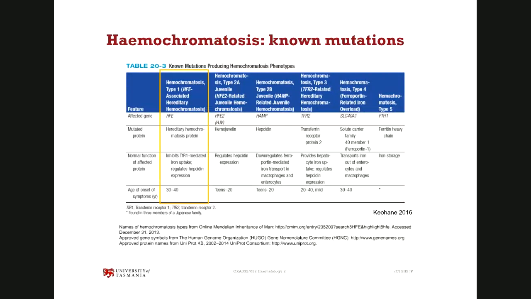So you can see from this table that the different mutations in the HFE gene affect different population age groups, but we will be focusing on this first one because it was the first mutation to be described, and it is also the most common mutation. So you can see here that the age of onset of this particular mutation, which is the C282Y mutation, is 30 to 40.